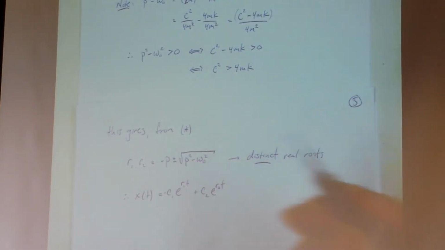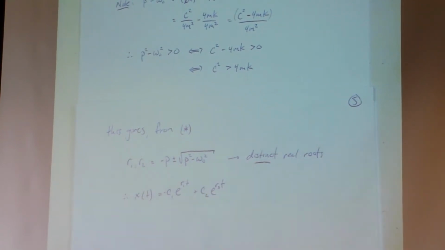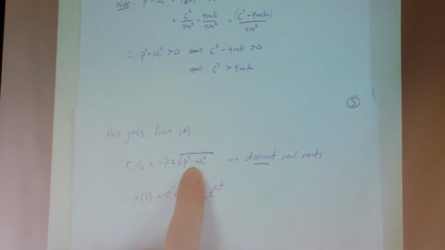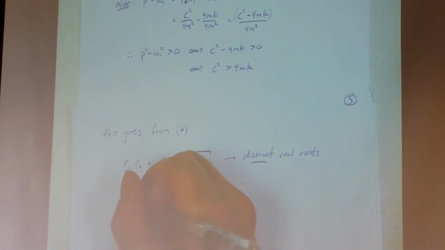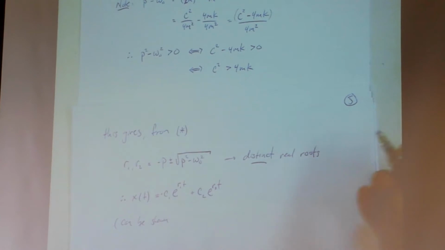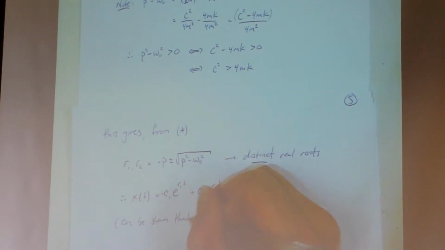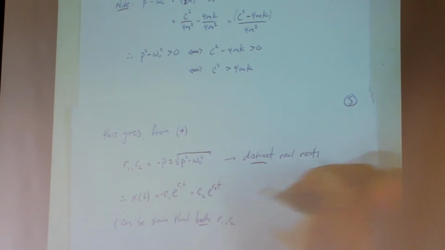I'm not going to put them in there, but when you get real numbers, it just happened they could be irrational. Okay. All right. Now, I'm not going to go through this, but it can be shown that both r1 and r2 will be negative, which we'll see should make sense. They should be negative.